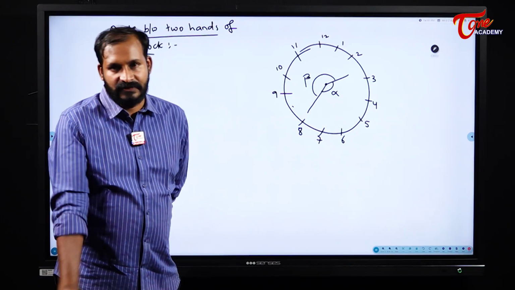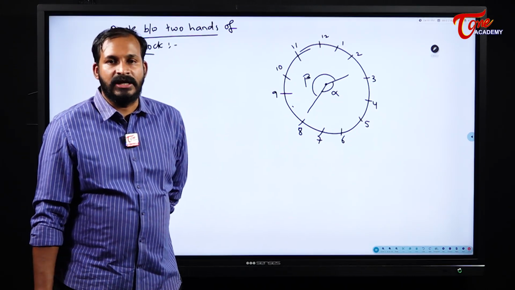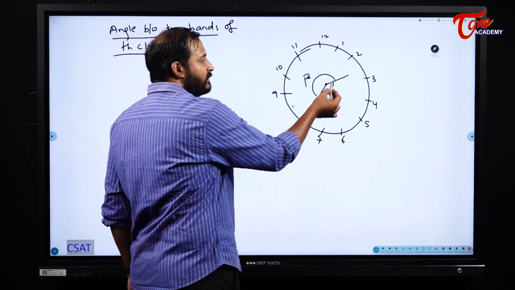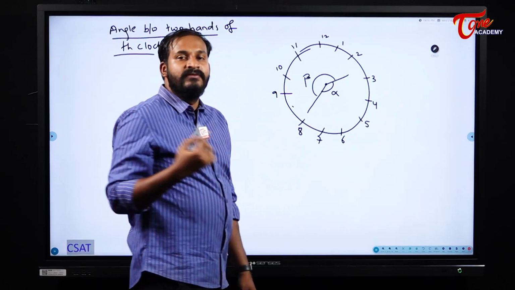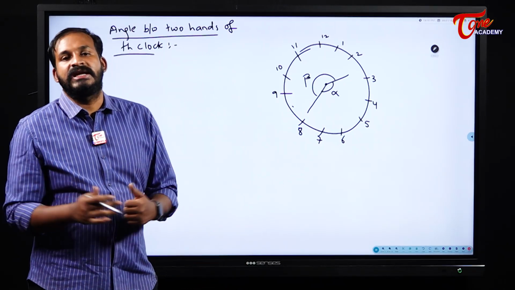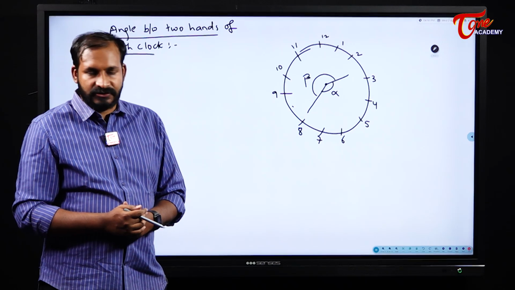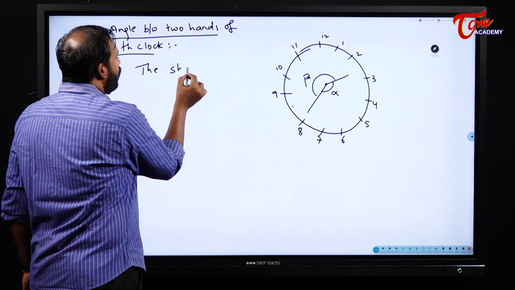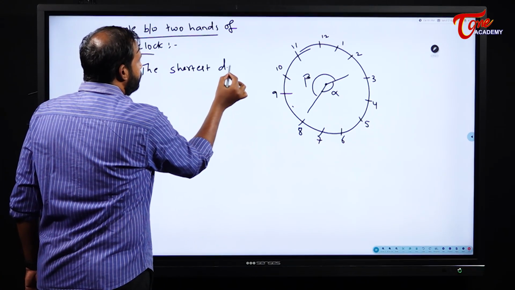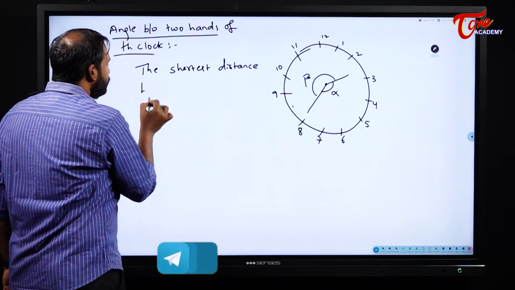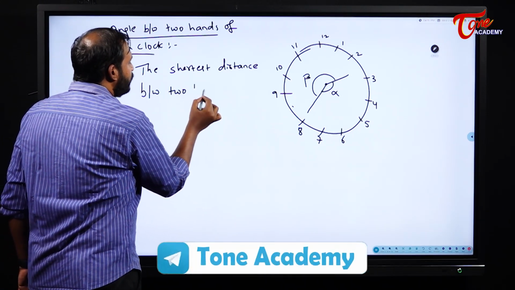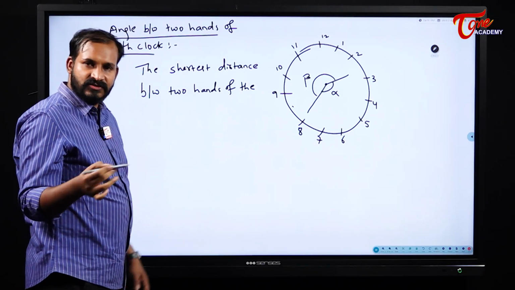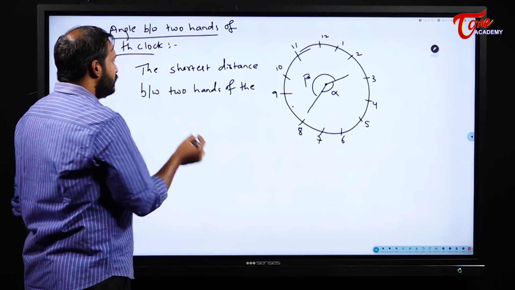The shortest one. The angle between two hands of the clock means nothing but the shortest distance between the two hands of the clock. For example, sometimes this will be shortest, sometimes this will be shortest. Whichever value is lesser, we will consider that as the angle between two hands of the clock, students. Understood? Distance in the sense of angular distance only; we will get the answers in angles only.